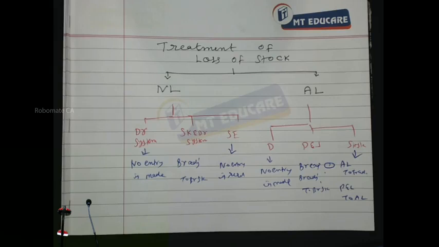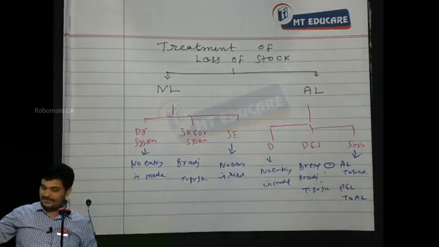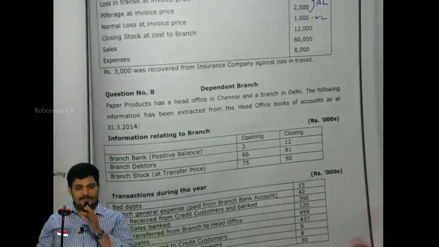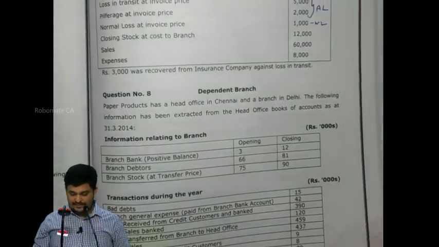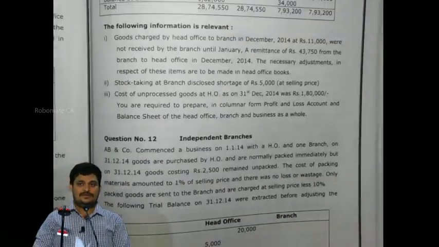The entry is branch adjustment to branch stock. For abnormal loss, branch expenses, branch adjustment to branch stock. Correct? Everybody? Next question. Yeah, last question under dependent branches, question number 8, page number 115, 116.